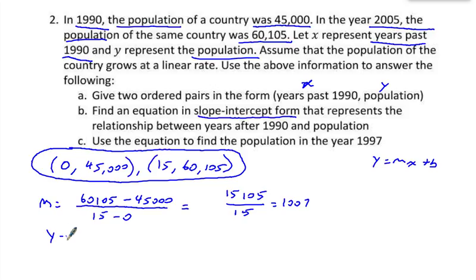Y minus, and I like the point that has the 0, it's going to cut a step down, so we'll say 45,000 equals 1,007 times x minus 0, or just x. Here we can add 45,000 to both sides.